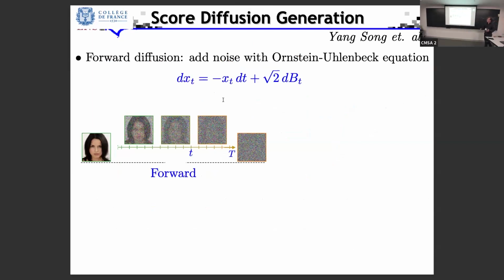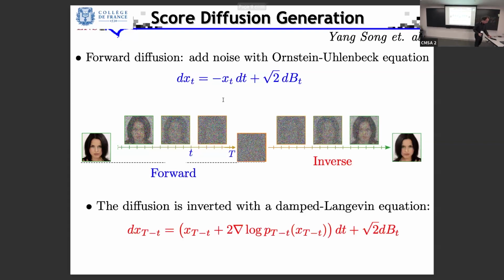Okay, so let me come back to what Petros described very quickly in a slightly slower rhythm. So how does this score diffusion algorithm work? The transport that is being used is the Ornstein-Uhlenbeck equation. So basically what you do is you progressively add noise over the image until the point it's totally buried and below the noise.